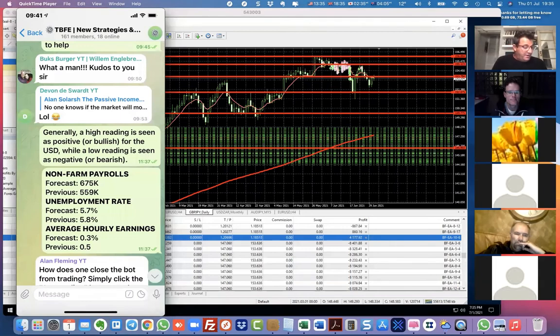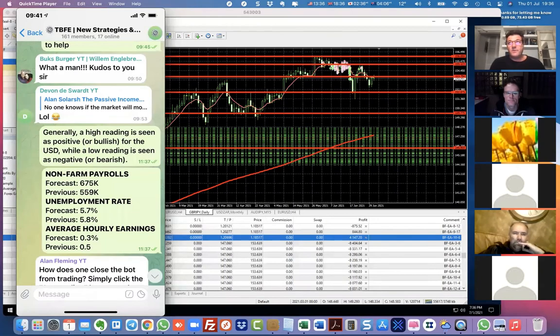That the hourly earnings has gone down rather than up. But a 2 out of 3 could mean that this could be powerful for the US dollar. So we'll see. I've only seen it, I think, 3 or 4 times in 3 or 4 years where NFP actually did something to the US dollar. And one of those times was during COVID.